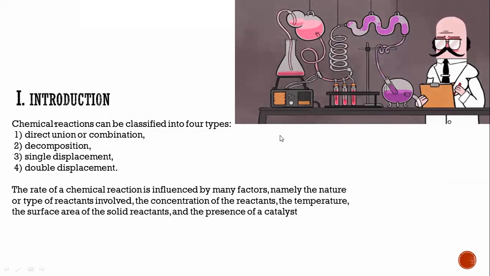First, we have the direct union or combination. Second, the decomposition. Third, the single displacement. And fourth, double displacement. First, we have the direct union or combination. It's one of the most common types of chemical reaction.